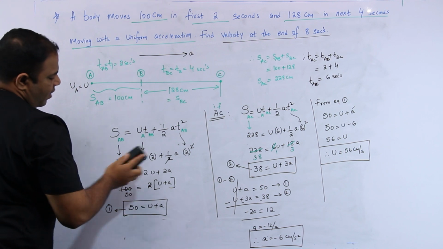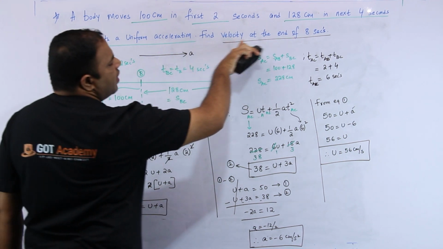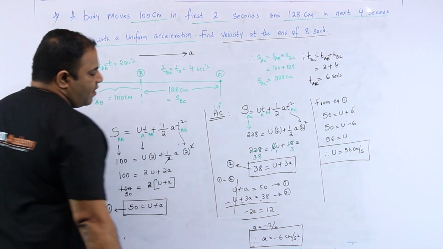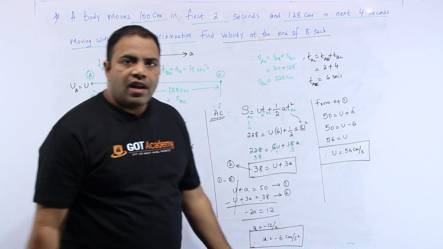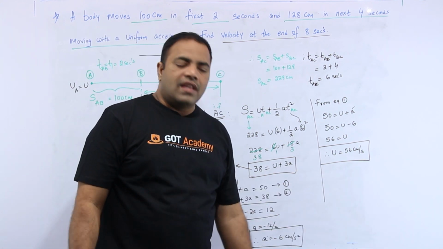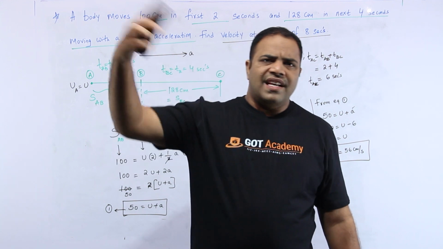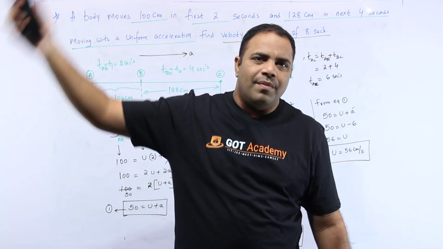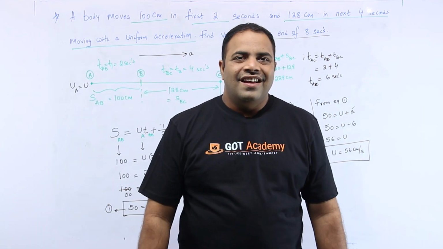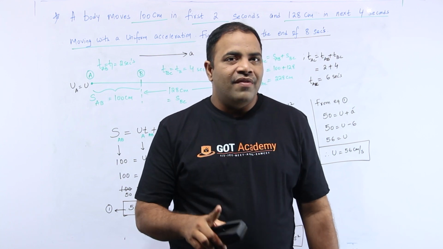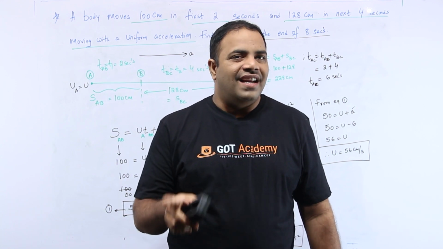So the remaining part we have to do now. What we have to do is find out the velocity at the end of 8 seconds. You have the acceleration value and the initial velocity. Then how do you find the velocity at the end of some seconds, 8 seconds or 10 seconds or whatever it may be? As I told you earlier, there is one formula between velocity and time: v equal to u plus at.